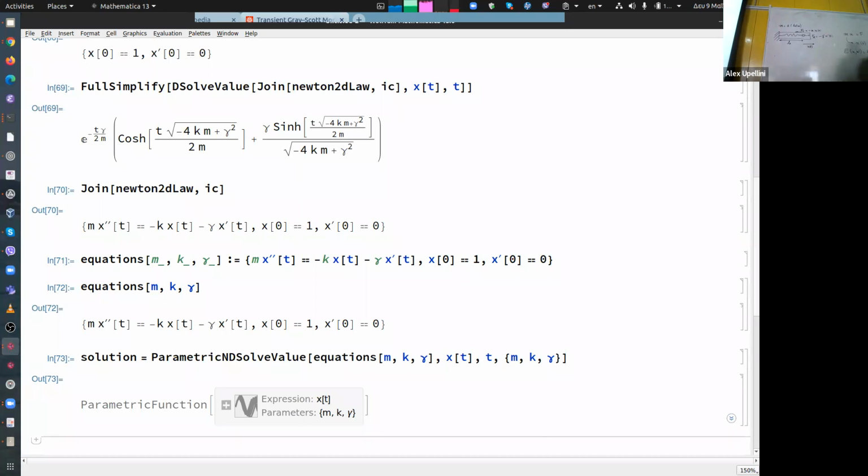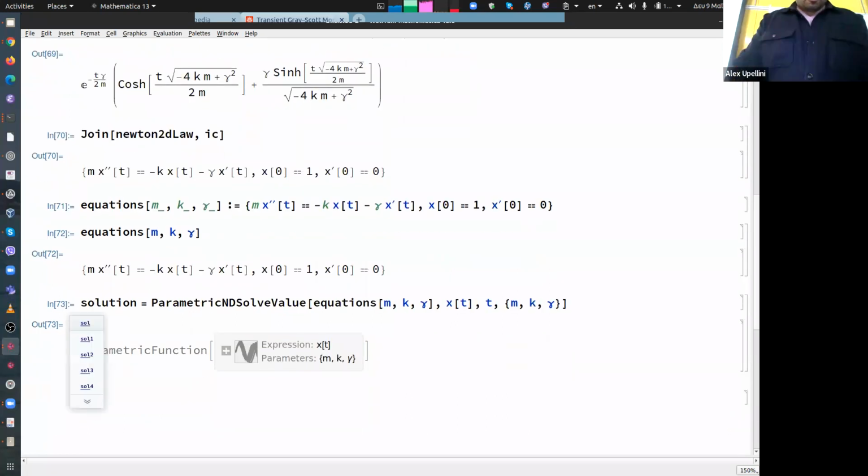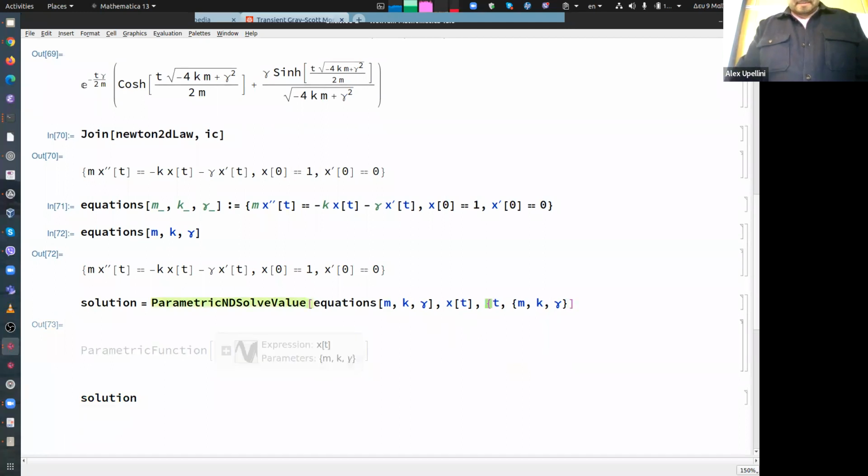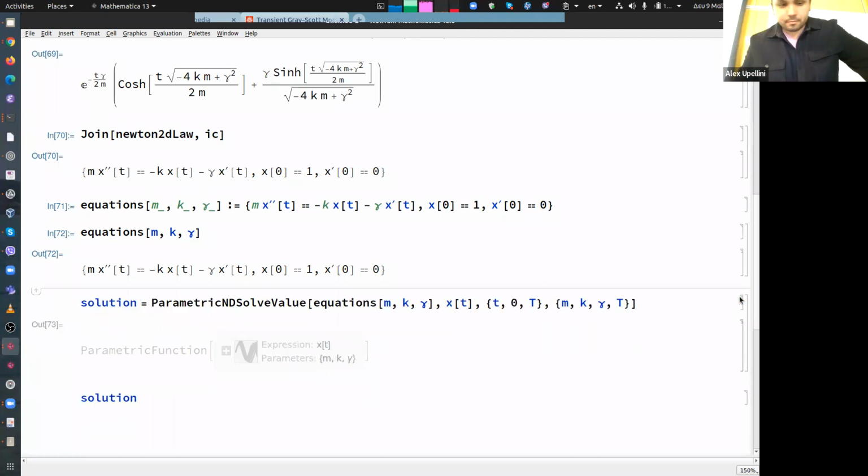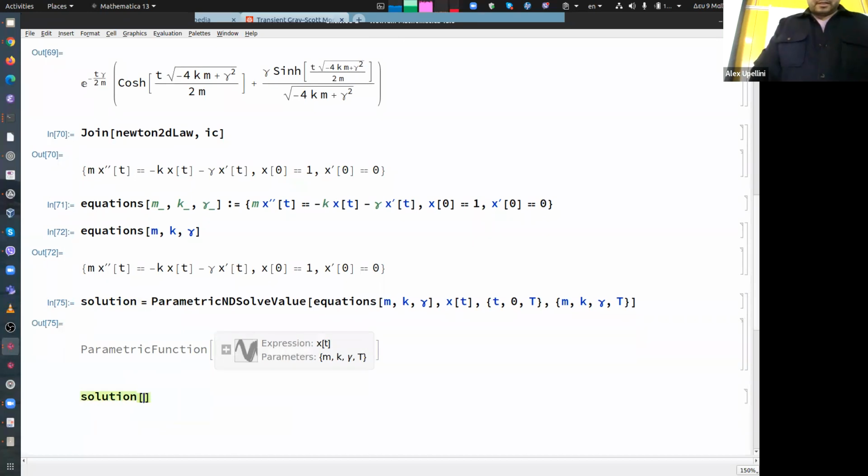Now I can say that I want the solution. Here I have to indicate the interval of time because it's a numeric solution. So I'm going to indicate it like this. So clear solution. Okay. Solution is this. And now if I want to specify a solution, I say m, k, t, and gamma.